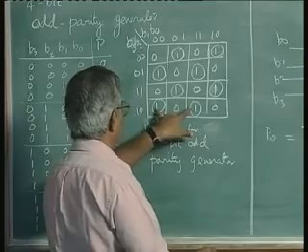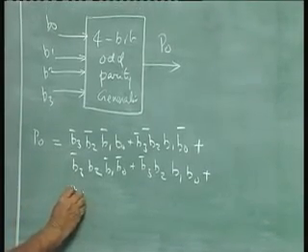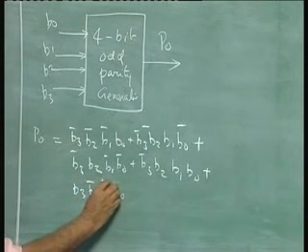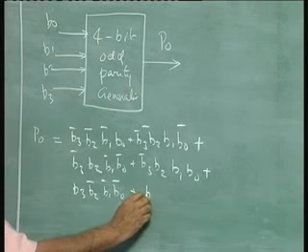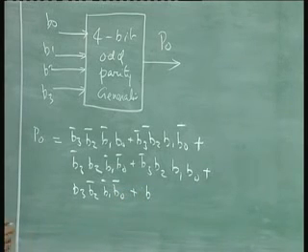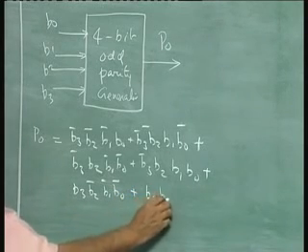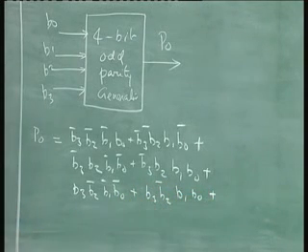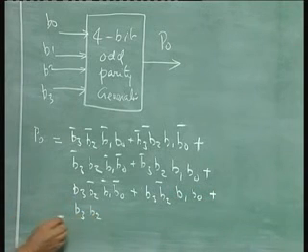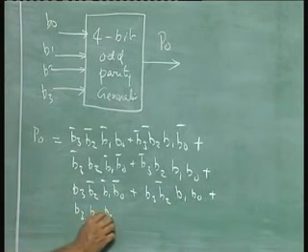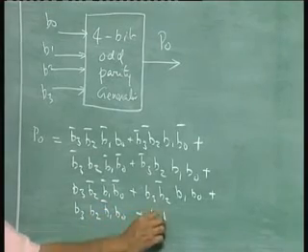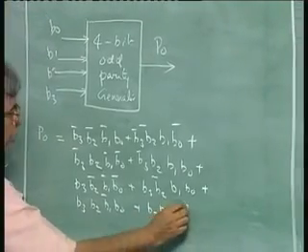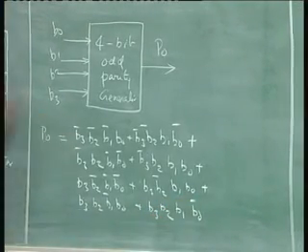These two I can write as B3, B2 bar, B1 bar, B0 bar; B3, B2 bar, B1, B0, and finally these two, B3, B2, B1 bar, B0; B3, B2, B1, B0 bar. All the 8 terms have been written.